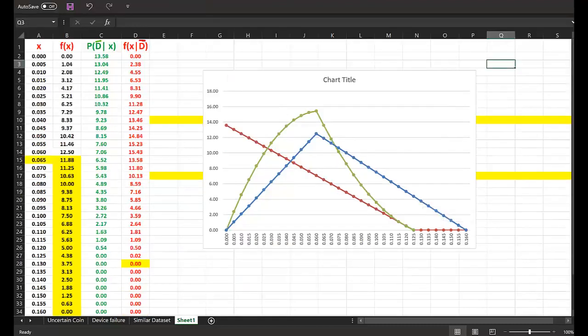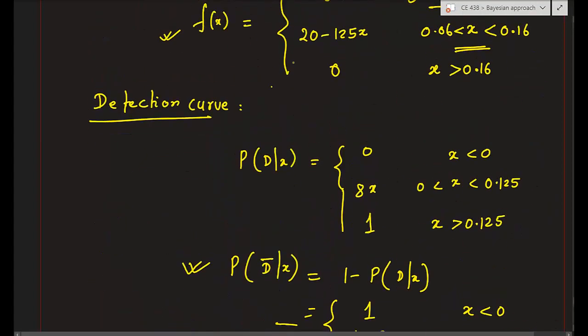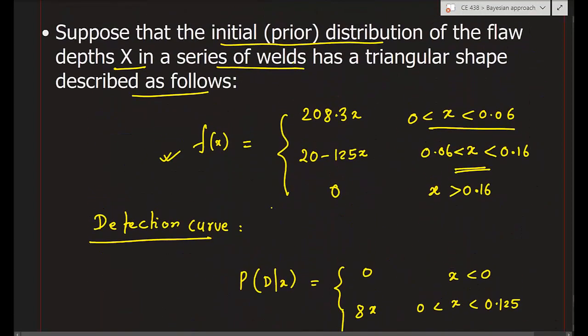So let's take an interval of 0.005. So we have x equals 0, then 0.005, 0.01. So this is the x. Now correspondingly, the PDF for the prior distribution, that is f(x), is given. If you remember, this term is given here, f(x) is given as 208.3x. So we can plot this.